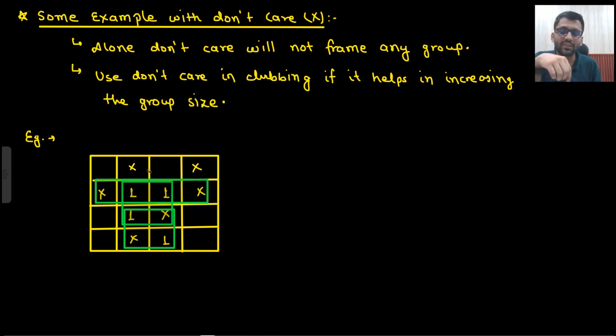Now why would I use these don't cares? There is no use of these don't cares, right? And don't cares alone will not form any group. Like I will not say that this is a pair. Why is this not a pair? Because both are don't cares only.